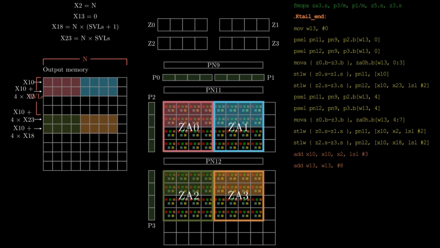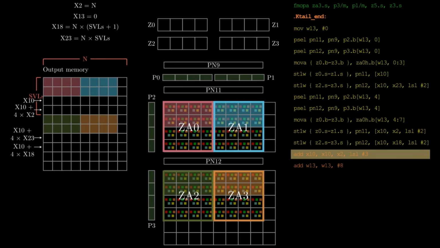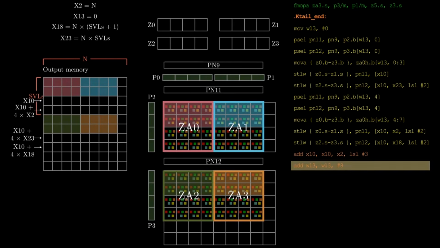Next we need to update the X10 pointer and the W13 loop counter. X2 holds n, so shifting it left by 3 means that we increment X10 by 2 rows, times n elements per row, times the 4 byte element size. We add 8 to the W13 loop counter so that we can index the next 8 horizontal tile slices of the ZA storage, which map to the 3rd and 4th rows of the ZA0 to ZA3 tiles.